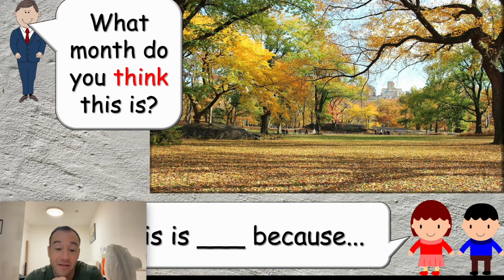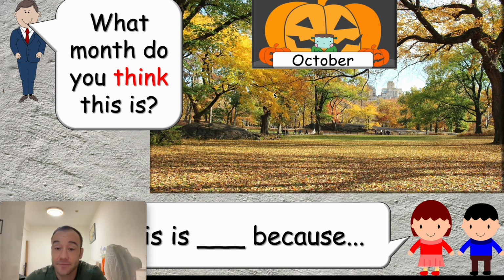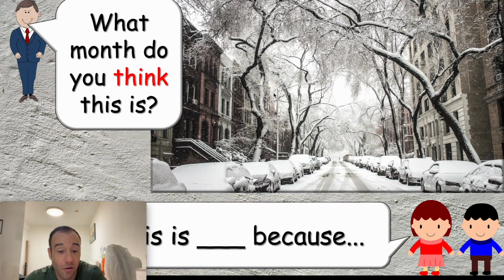So they'll tell you something. I think this is October because the leaves are changing. The leaves are yellow. Or I think this is November because the leaves are yellow. Okay, it's October. Okay, now there's snow. So they're going to start guessing the winter months. I think this is December because it's snowing. I think this is January because it's snowing.